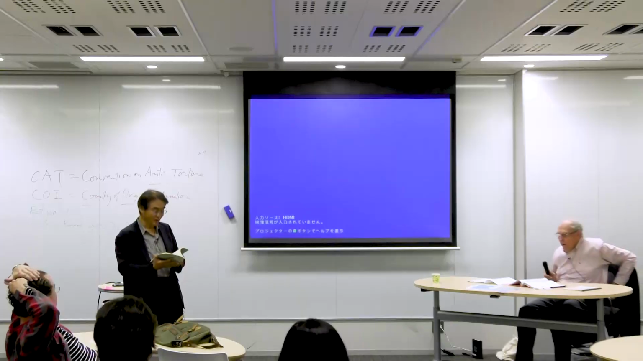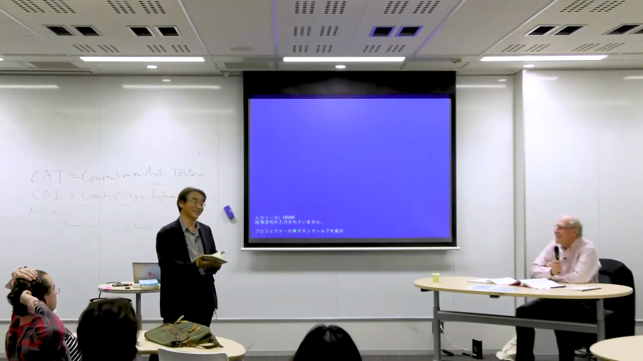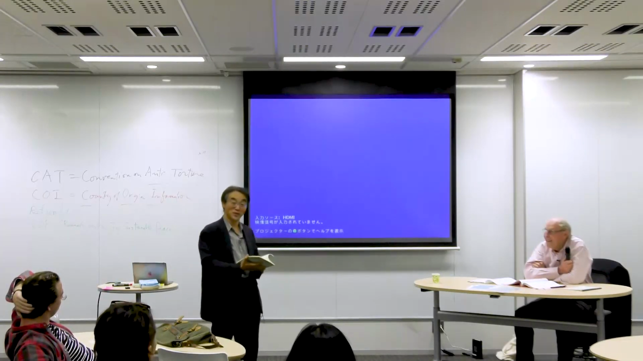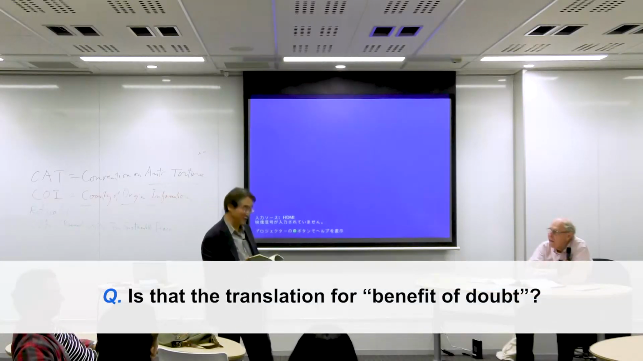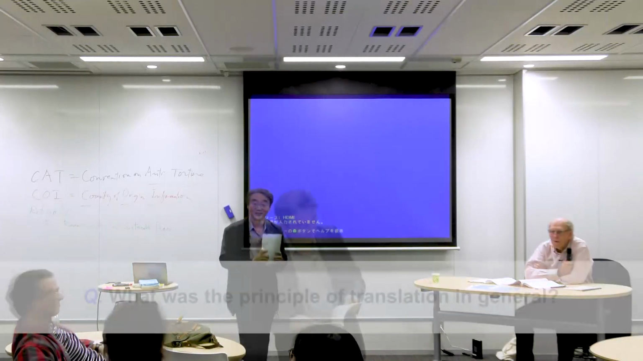For the benefit of doubt, it's translated 灰色の利益. 灰色の利益. It's not so easy to understand even in Japanese. What is 灰色の利益? Yeah, the benefit of doubt is translated 灰色の利益 about the UNHCR.